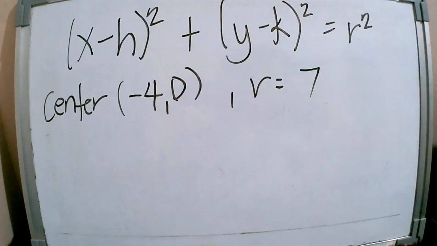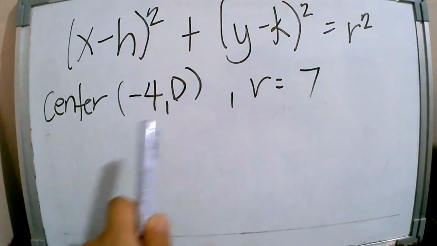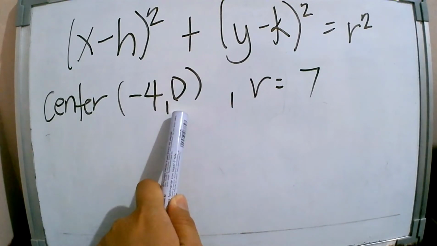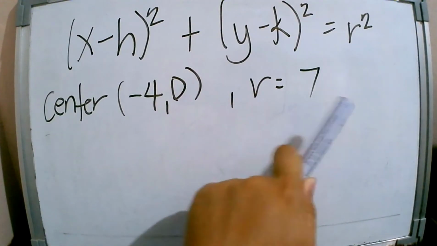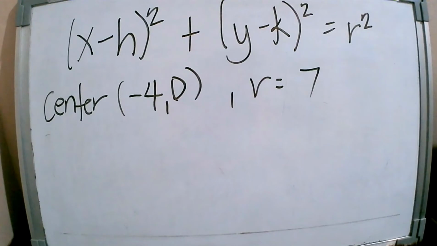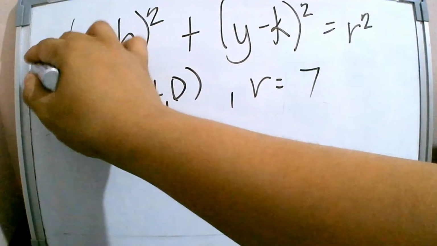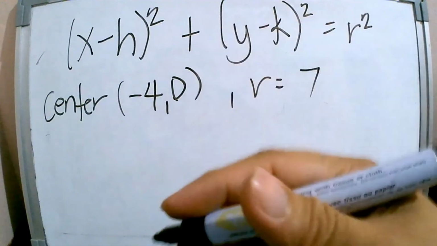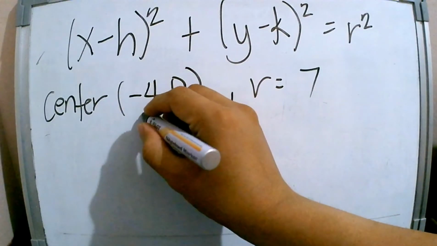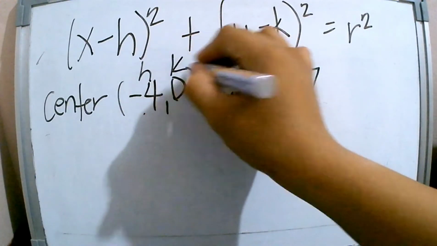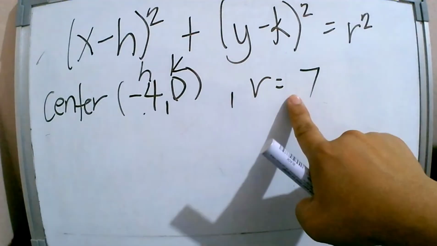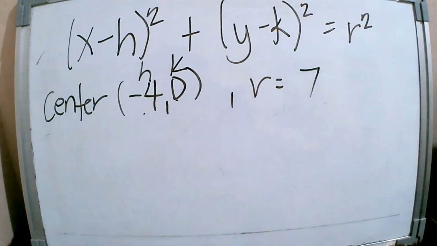So let's try this one. Example number 1. Write the standard equation of the circle with the center -4 and 0 and radius is equal to 7. Using this equation, all you have to do is to substitute this h and k to the equation, and of course the value of r to the equation.